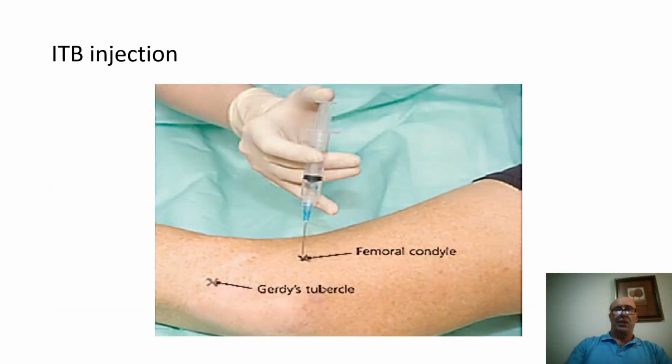So you can palpate with the finger over the femoral condyle where there's local tenderness, and you can inject straight down onto the femoral condyle some local anesthetic and a bit of celestone or Medrol.